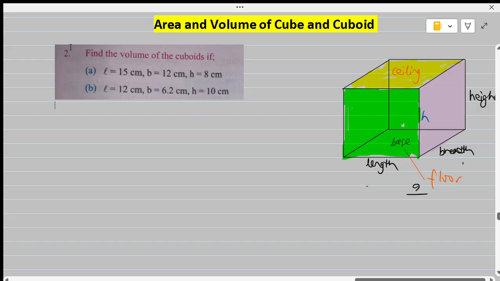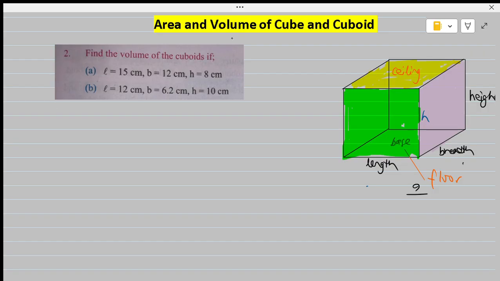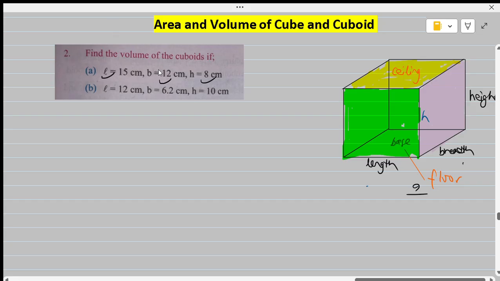Okay, so here also same. Find the volume of a cuboid if its length is 15, breadth is 12, height is 8. The thing is very same. These three dimensions, length, breadth and height, you have to multiply to get the volume of the cuboid. So it's up to you, you can do it yourself.